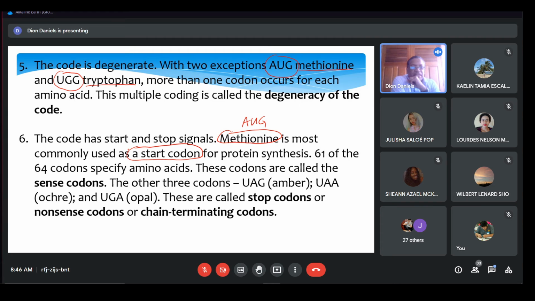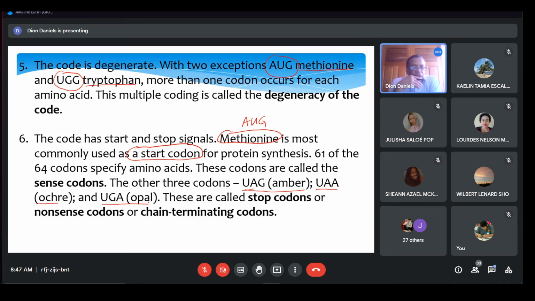61 of the 64 codons specify amino acids. These codons are called the sense codons. The other 3 codons, which are UAG, which is for amber, UAA, ochre, and UGA, which is opal, are called the stop codons or non-sense codons or chain terminating codons.